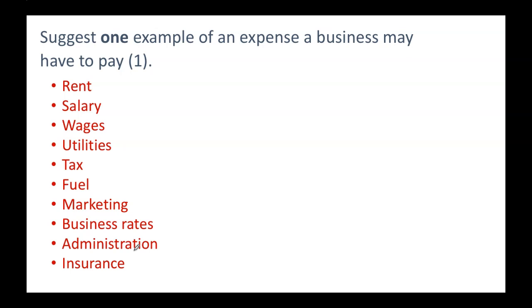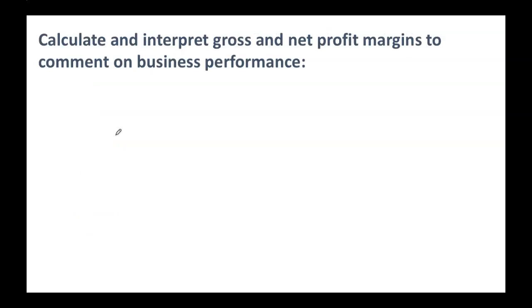So a common question is to give one example of an expense a business might have to pay. Here are lots of different expenses. So rent, salaries, wages. Sometimes wages can come under cost of sales, but yeah. Utility bills, so your gas, water, that type of thing. Tax, fuel, marketing, business rates, that's council tax for businesses, administration costs, insurance. We tend to say these are more fixed and more indirect costs. They don't go into actually making those products or buying those products, like the Kellogg's cornflakes as I gave an example, your fruit and veg, or all the other products that Tesco sells.